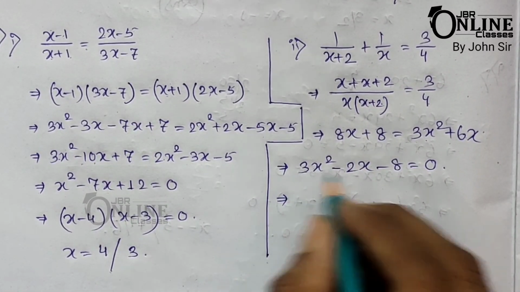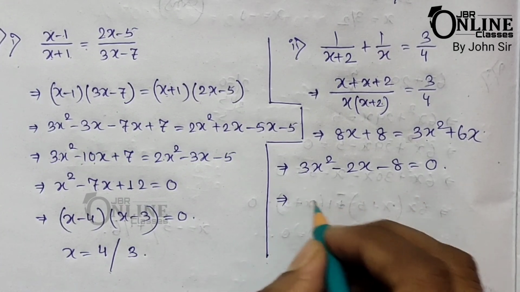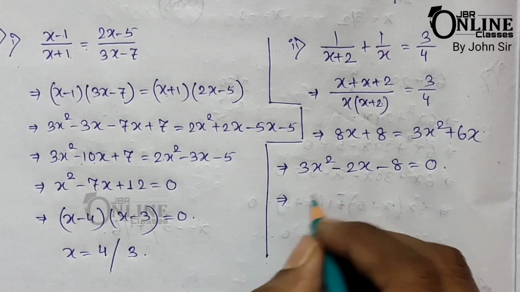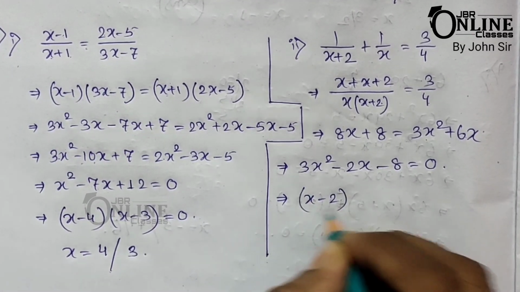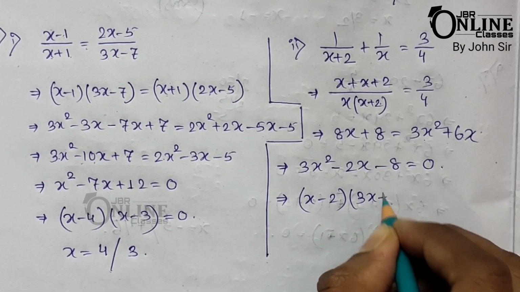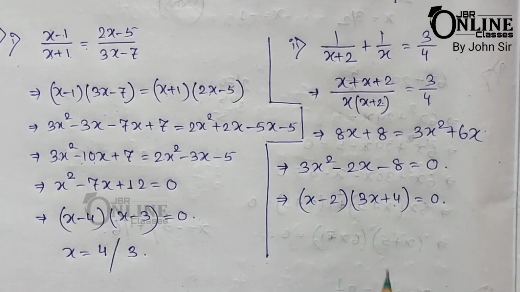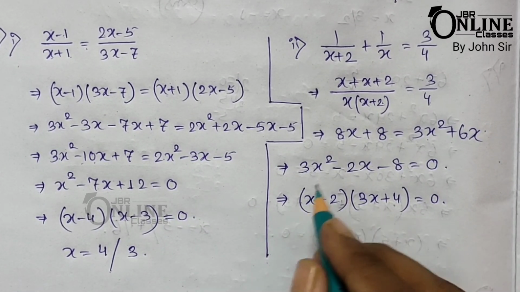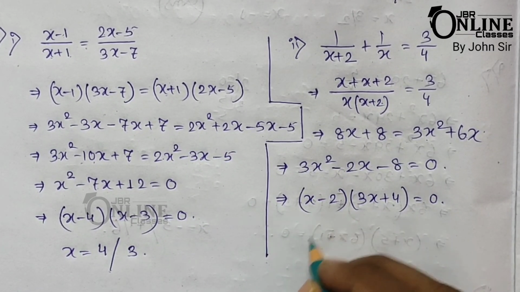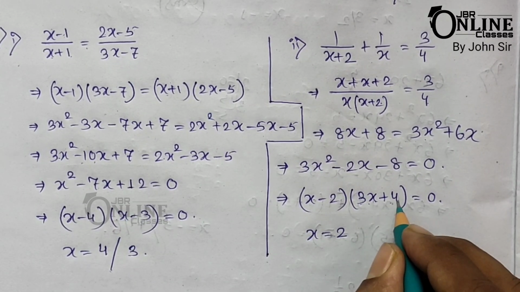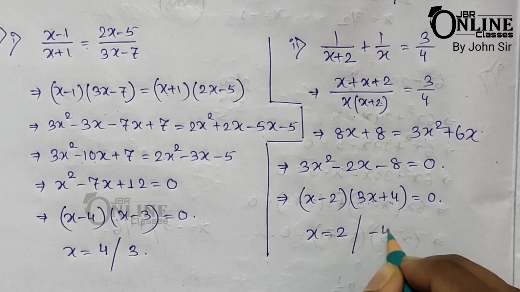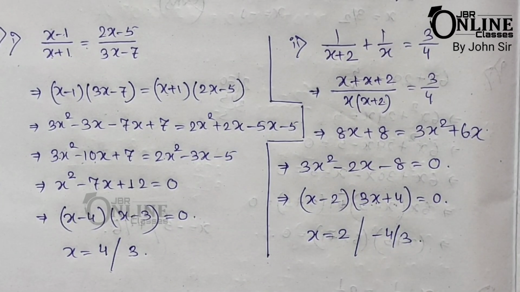So first you have to multiply 3 into 8, that becomes 24, and then after using the middle term factorization method, you will get (x minus 2) into (3x plus 4) equal to 0. I hope you can do it by using the middle term factorization method. So from that x equals 2, and from that 3x plus 4 equals 0. So here x equals minus 4 by 3.